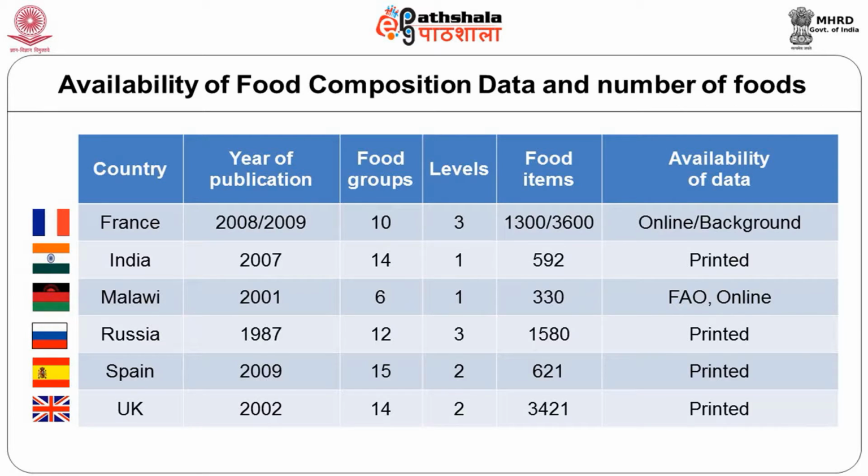As I have mentioned, people worldwide are generating food composition databases. I am just giving you an example of the USDA database, UK database, German database, France database, Malawi database, Russian database, Spain database. So, like that you have, and you have the publication and how many food groups they have utilized, how many levels of food groups they have informed, how many food items they have incorporated in the food databases, and whether it is available online or as published data, so that users can look into not only the Indian food composition database, but all other databases also.